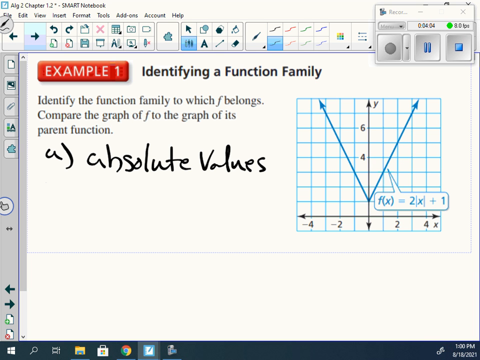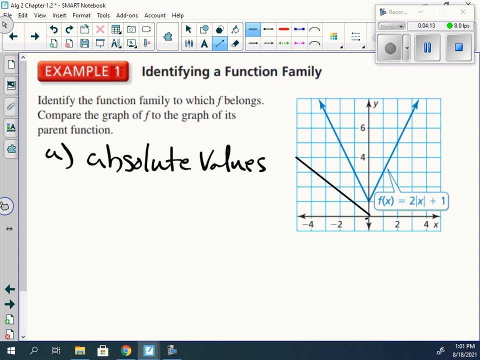Now, I will graph the parent function for you. You don't have to worry about that too much. So the parent function looks something like this here, or something close to it. There you go. So looking at this here, what changed between the parent function, the one I just drew, and the one that was given to us originally?